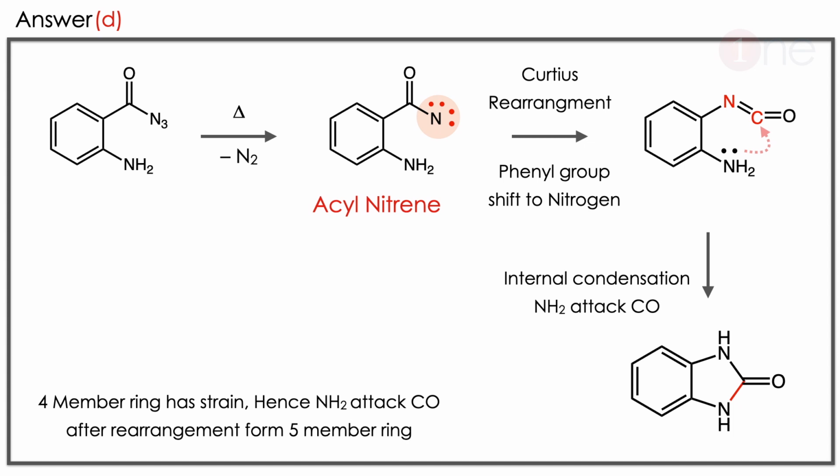Here internal condensation occurs after the rearrangement, not before the rearrangement. Why? Because before the rearrangement it would form a 4-member strained ring. Hence the 5-member ring will be formed. It is very stable.